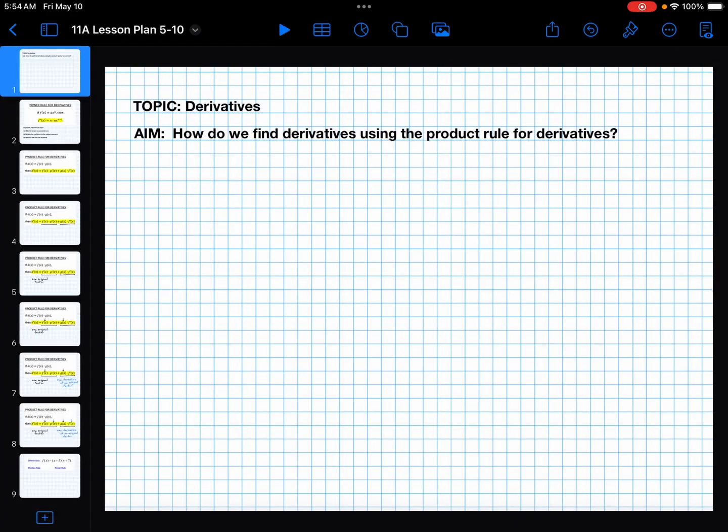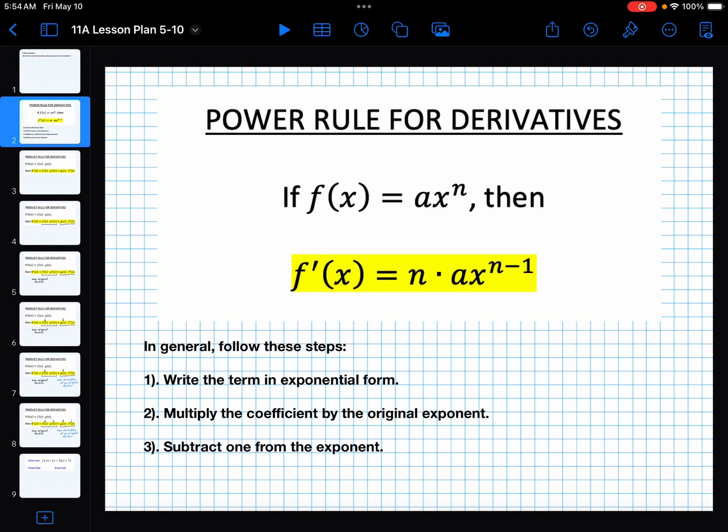Hello. In this video, we're going to talk about how to use the product rule for derivatives. So far, we've looked at the power rule for derivatives. If you remember, when you're given any expression that has a variable raised to a power, you differentiate, that means find the derivative of each term, by multiplying the old exponent, n, by the old coefficient, a, to get your new coefficient, and then you subtract 1 from your old exponent to get your new exponent.